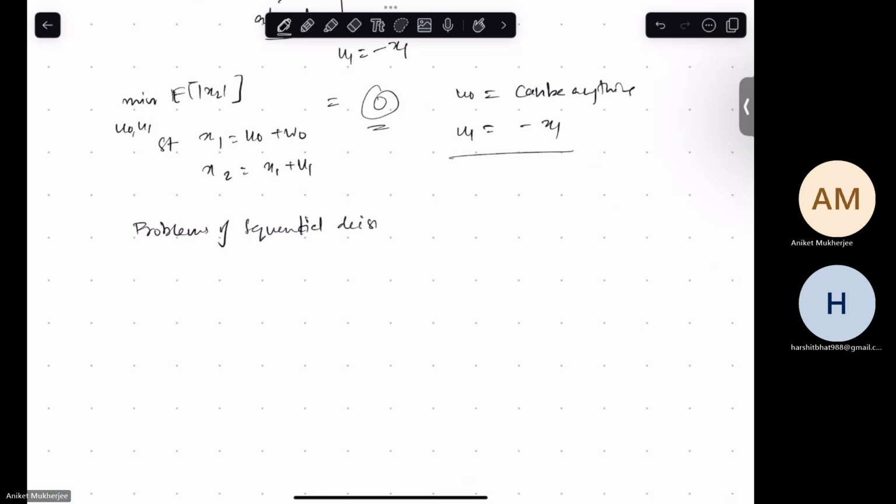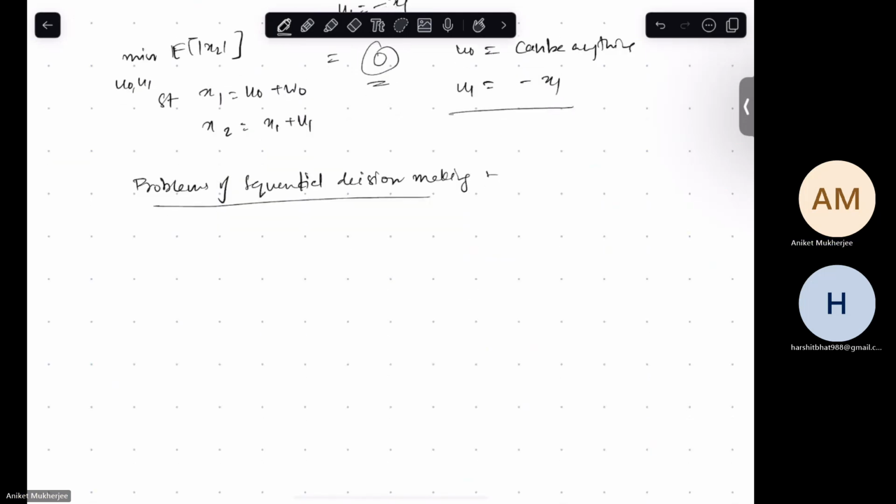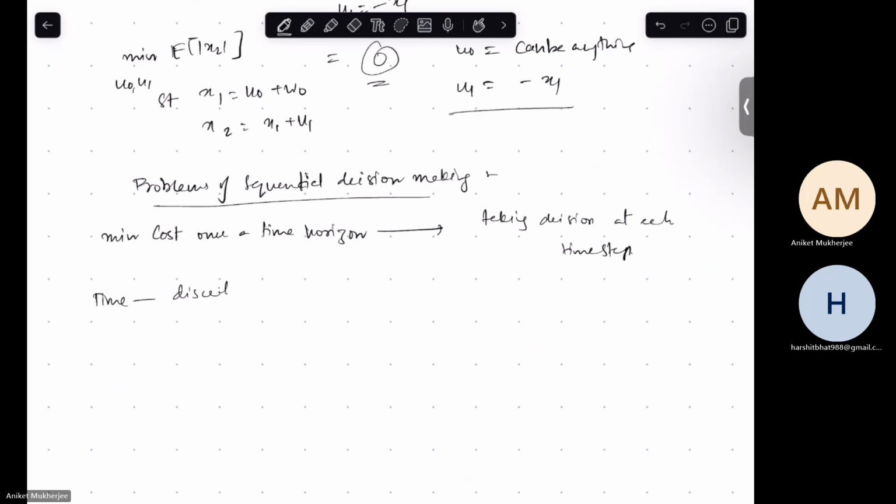So from this, we'll introduce problems of sequential decision making. I'll just give a brief outline of what problems of sequential decision making are. It's basically minimizing cost over a time horizon. That is, you're taking a decision at each time step, and your time is discrete here. So you have k equal to 0, 1, and so on to n minus 1. This is finite, in the sense you have a finite horizon over which you can take decisions, a finite dimension vector.